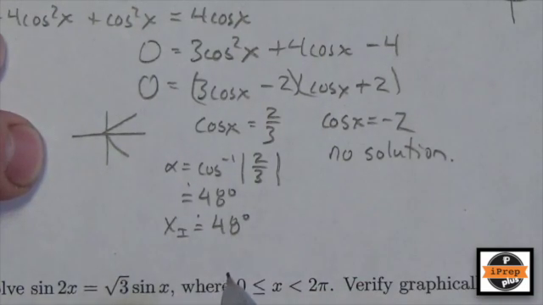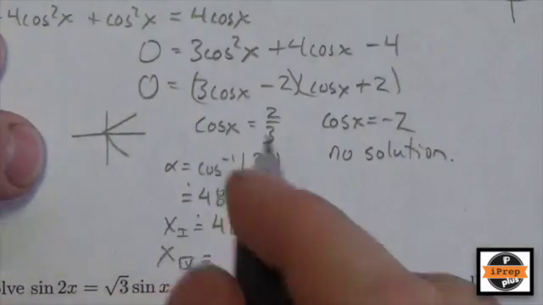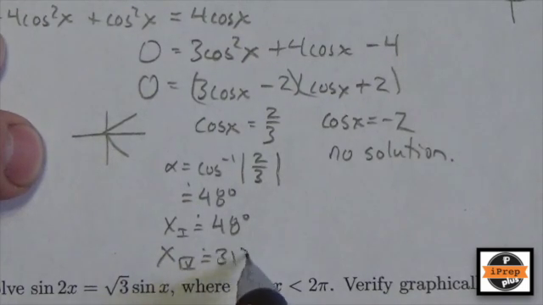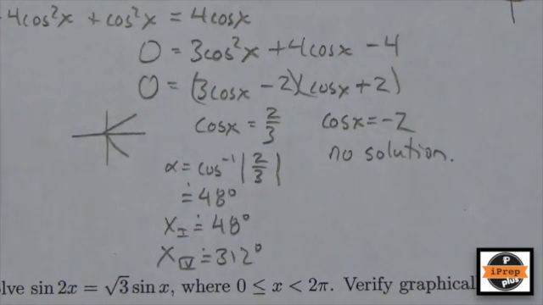And then I have to put that into the fourth quadrant. And so that'll be 360 minus your 48. And again, it's approximately 48. So this is going to be approximately 312 degrees. And so those are the two solutions that I'm looking for, 48 and 312.